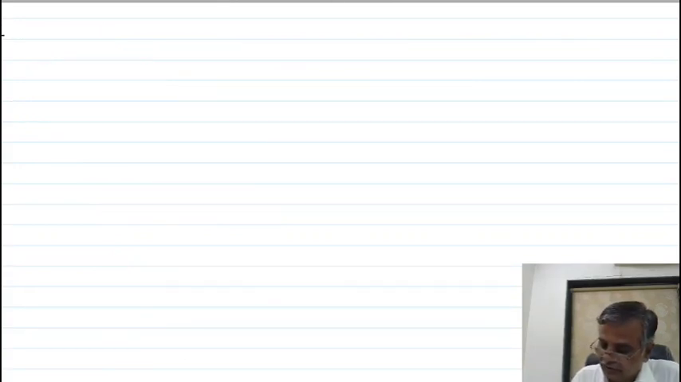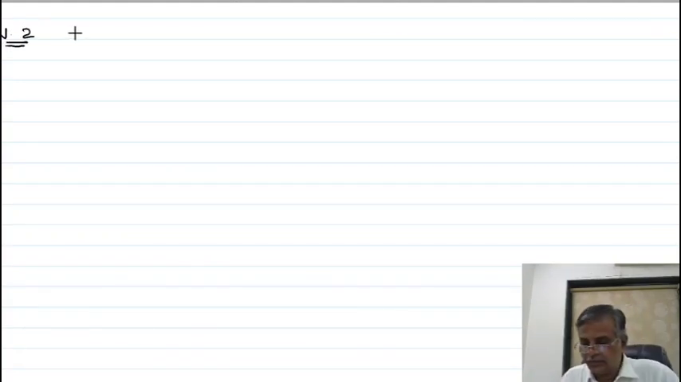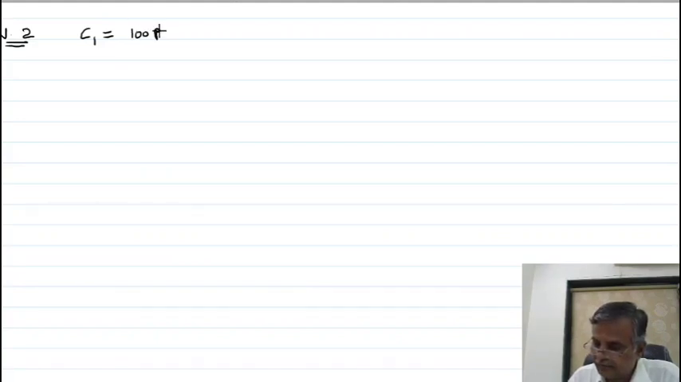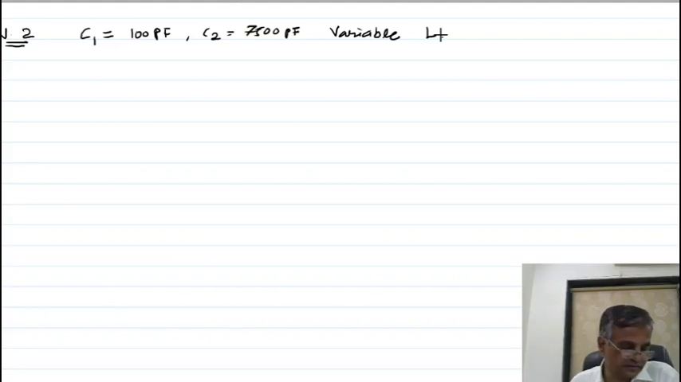Now numerical number 2, I am discussing. In a Colpitts oscillator, the value of C1 is given as 100 pf. C2 they have given is 7500 pf, and you have kept a variable inductor, variable L.